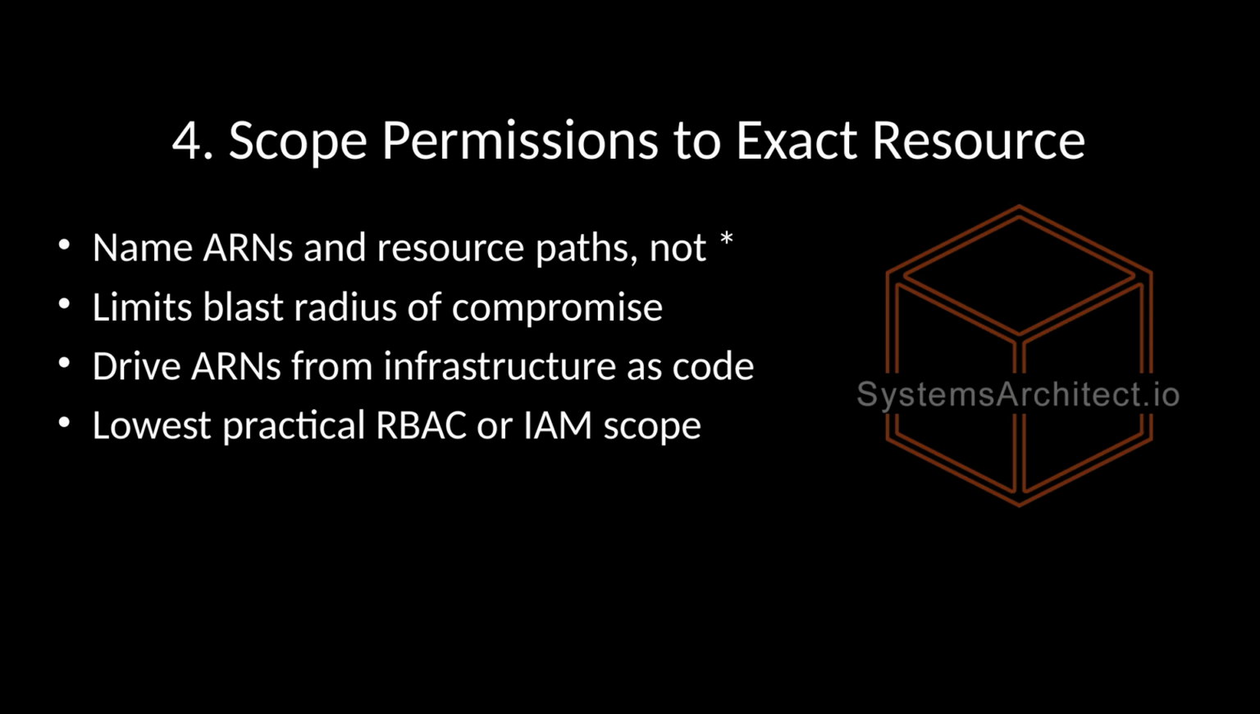Drive policies from infrastructure as code so Terraform references like the table ARN stay correct when resources are recreated, instead of hard-coding brittle strings. On AWS, always name resource ARNs, add conditions such as requested region, and for S3, separate bucket level and object level ARNs.